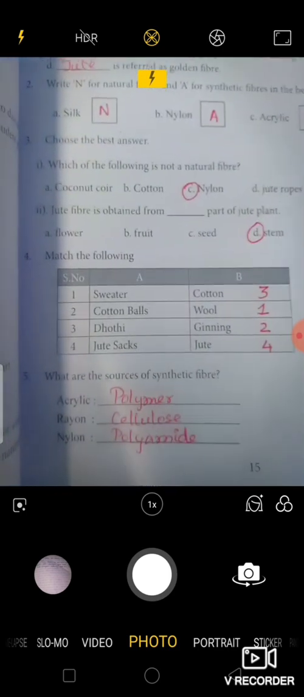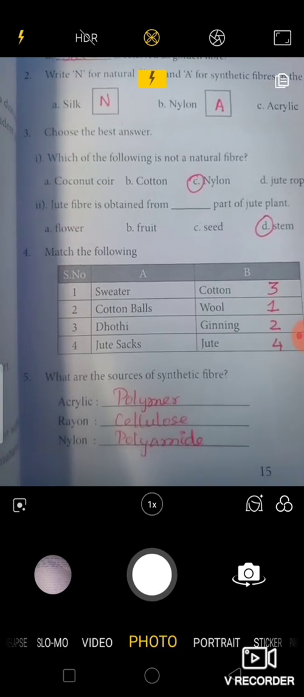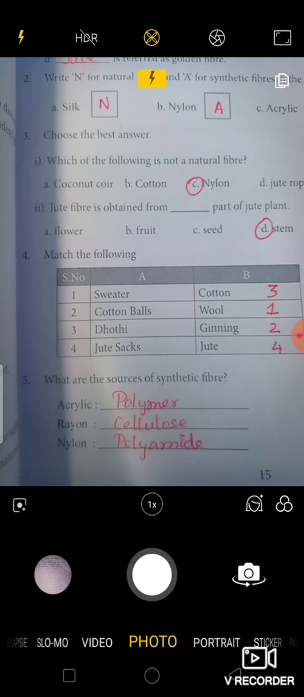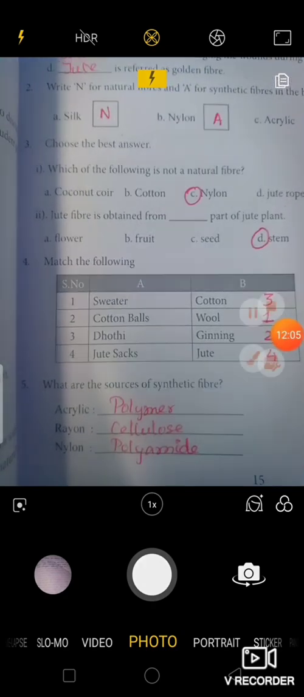So let's see the answer for the 5th question. What are the sources of synthetic fibers? Acrylic, polymer is the source. Rayon, cellulose is the source. Nylon, polyamide is the source.